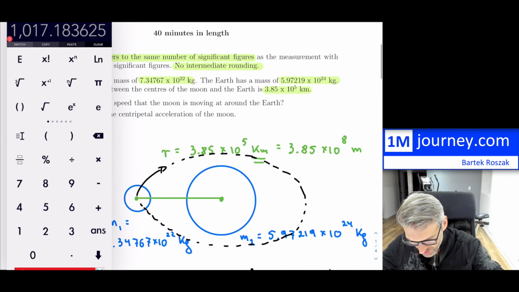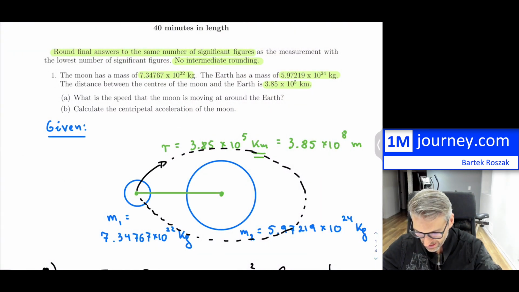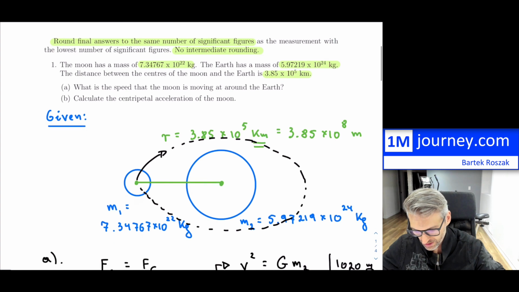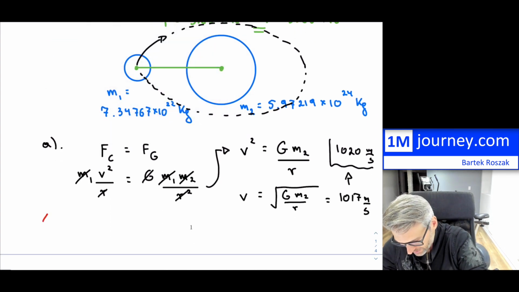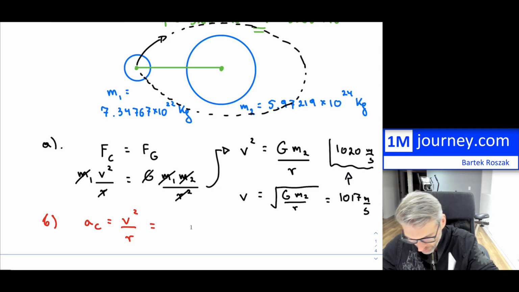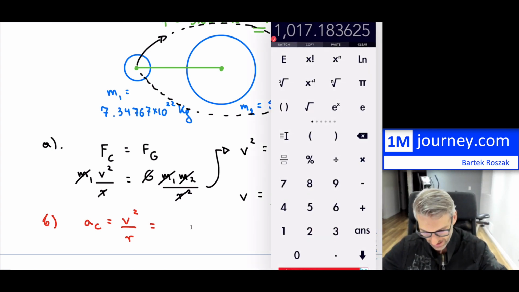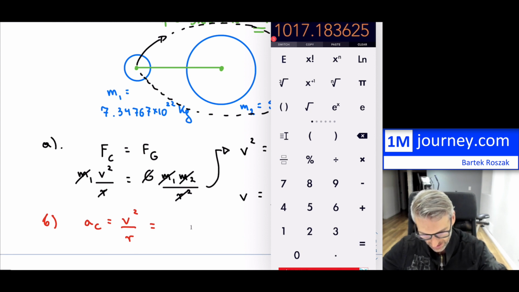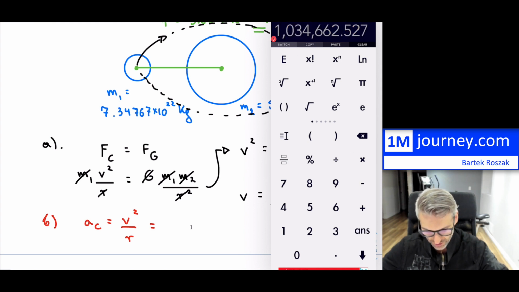Now, what else does it ask us in here? Calculate the centripetal acceleration of the moon. For centripetal acceleration, that would have been B. This one is actually rather easier. This is just V squared all over R. We don't need the mass or anything of that nature. Since I already have this on the calculator, I can take it even without rounding. I can square it, and I'm going to get my answer over here.